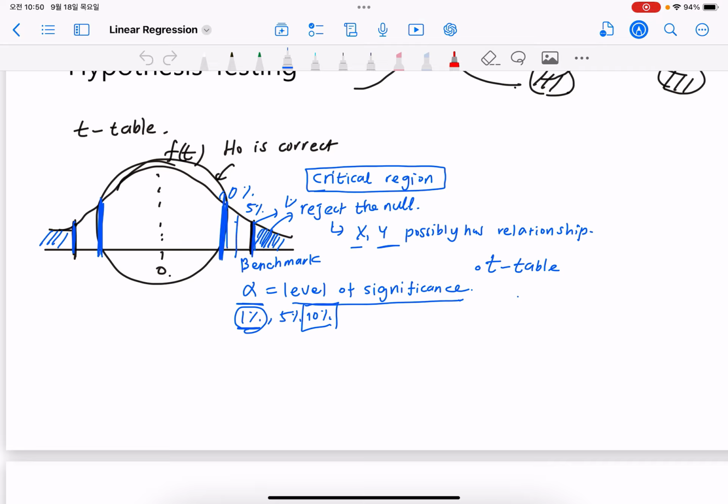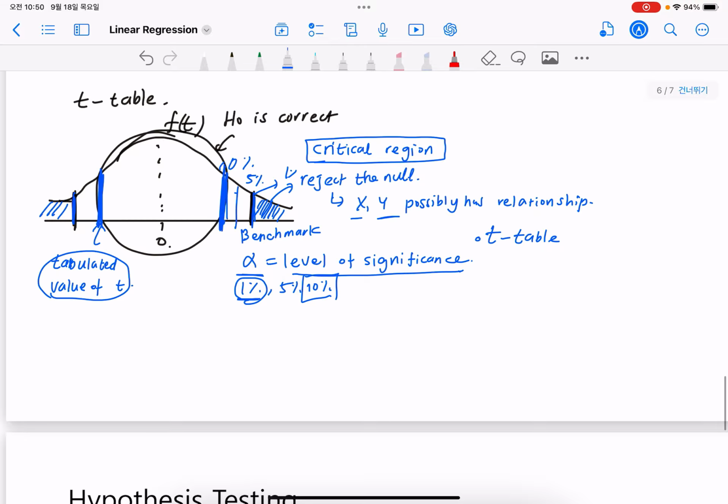Then once you have the level of significance, you may have to look up the T distribution table, where it shows you what is going to be this tabulated value of T at the certain significance level. Okay. So for this one, you need to look up a T table. So let's say, for example, we have to set the alpha in any way possible.